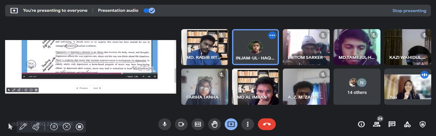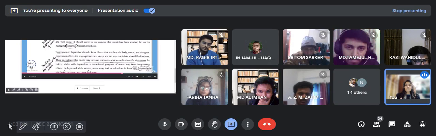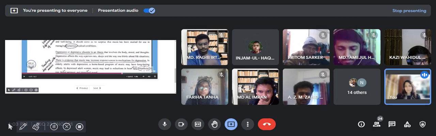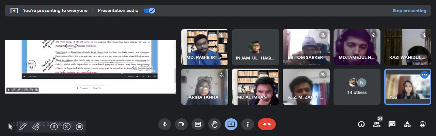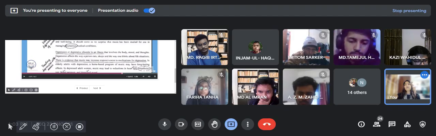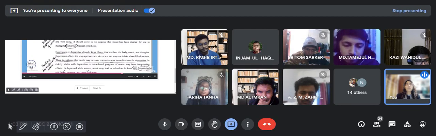And the third sentence says there is evidence that music may increase responsiveness to medications for depression, which means music can heal your depression. Music can cure your depression, right? So my main idea is this, that depression is an illness, and music can heal it. Music works like a medicine, right? So this is my main idea.